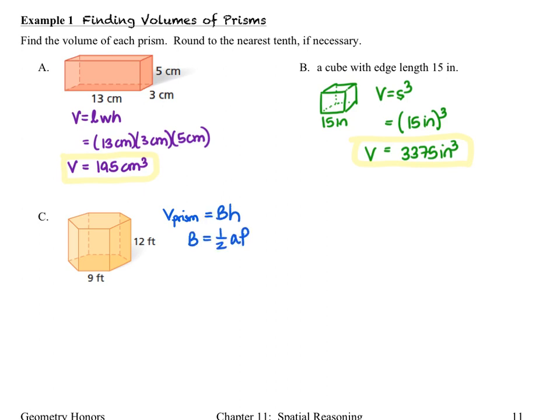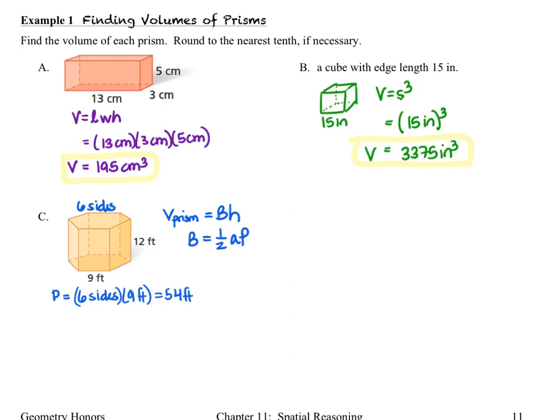The formula for the base area is going to be 1/2 times the length of the apothem times the perimeter of the hexagon. We know that a hexagon has 6 sides, and we know that the perimeter, therefore, is going to be 6 times 9 feet. And we remember that with a regular hexagon, we can break it up into 6 different triangles, so therefore the central angle is 60 degrees, 360 divided by 6.